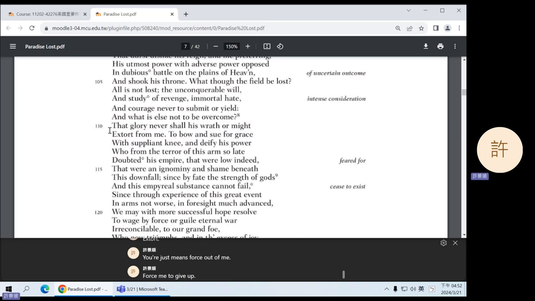So the word order, you can tell, is not the usual English word order, but you can still make it make sense. The verb extort is related to force or power, so you can guess that the subject is probably wrath or might. And extort from me goes together. And so the last part, that glory, must be the object.